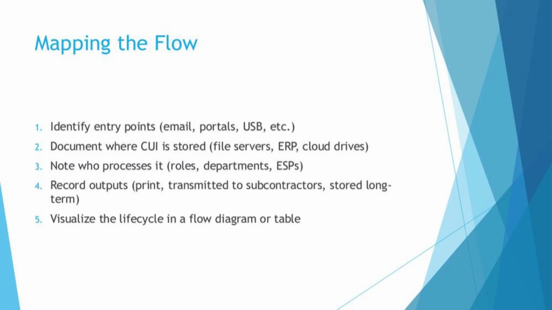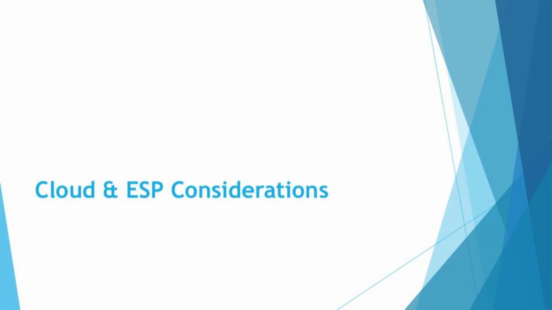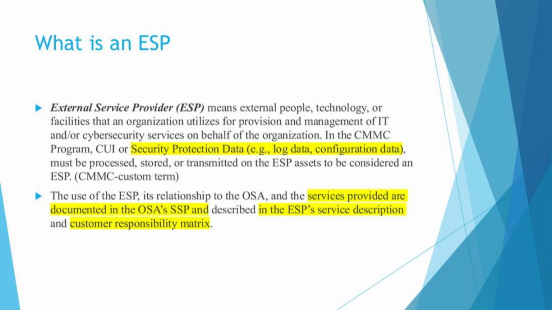Tech 7. Cloud and External Service Provider (ESP) considerations. Tech 7.1, defining ESPs and CSPs. Scoping gets really tangled when third parties are involved. Let's nail down the definitions. What exactly is an external service provider, an ESP, in the CMMC context? The official definition is pretty broad.